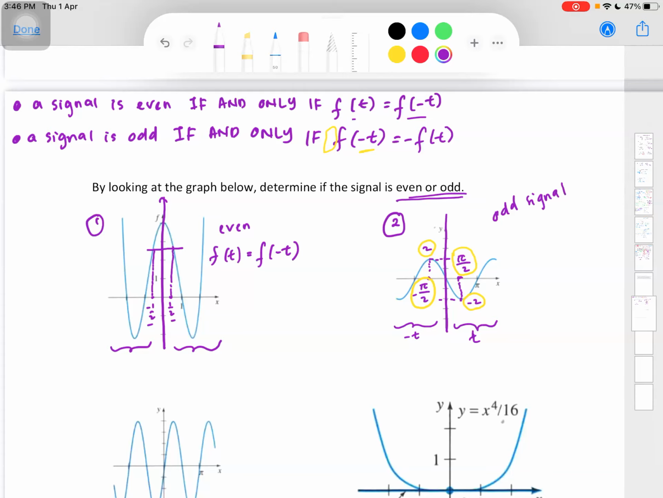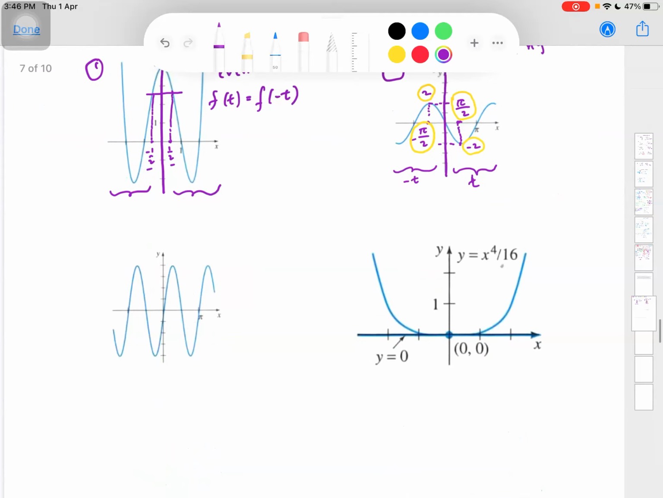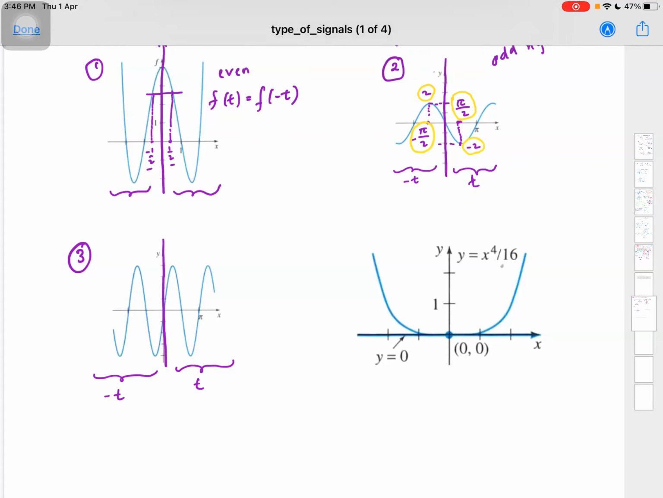Now let's have a look at question number 3. This is the y-axis. Again, if we see this part where t is positive and this part where t is negative, they are not the mirror image of each other, so this is not an even signal. But is it an odd signal? Let's have a look.